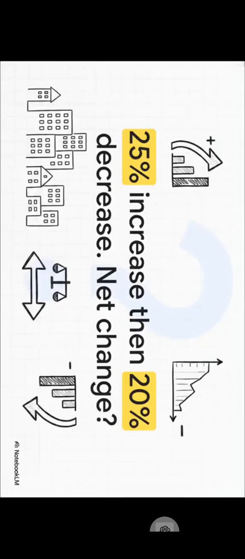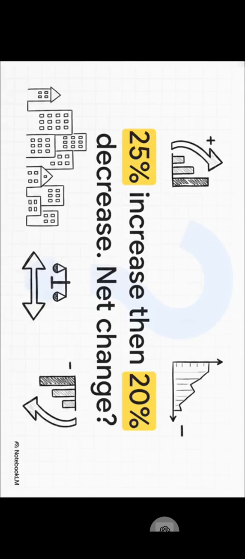Wild, right? Okay, section 6, conquering exam questions. Time for the boss battle. Here's our first scenario, straight from a GATE level paper. A city's population increases by 25% in year 1, but then it decreases by 20% the very next year. So, what's the net change? I challenge you to mentally apply that successive formula we literally just talked about.